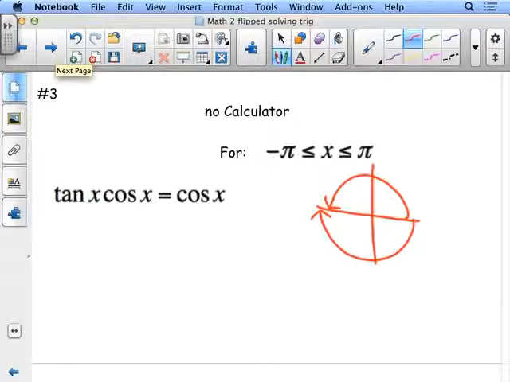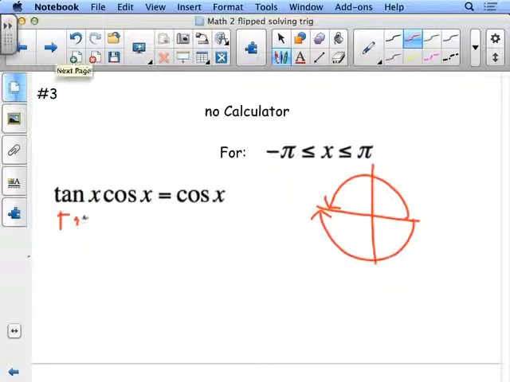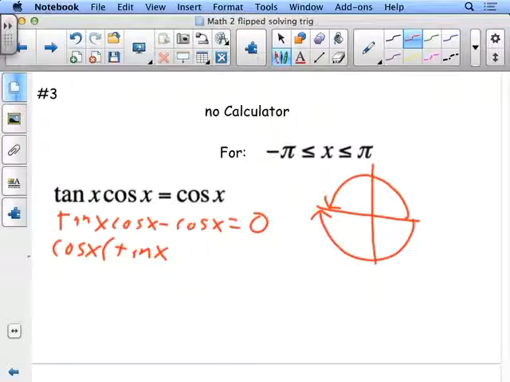So let's start off by factoring cosine of x. I get tangent of x. Oh, I messed up real quick. First thing I want to do is get everything over to one side. Tangent of x cosine of x minus cosine of x equals 0. Factor out a cosine of x. Got to hold the spot, equals 0.